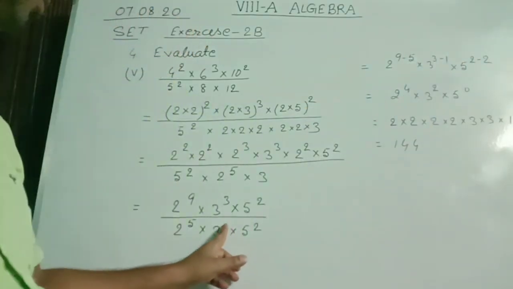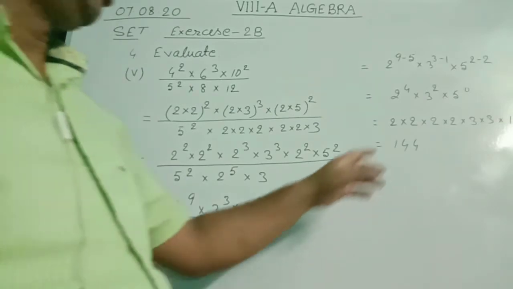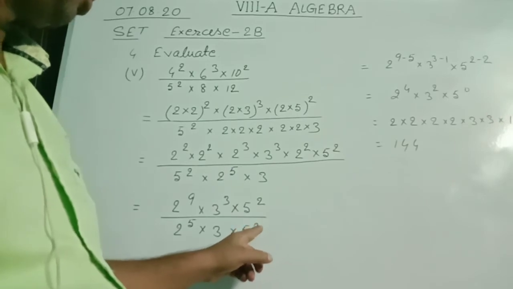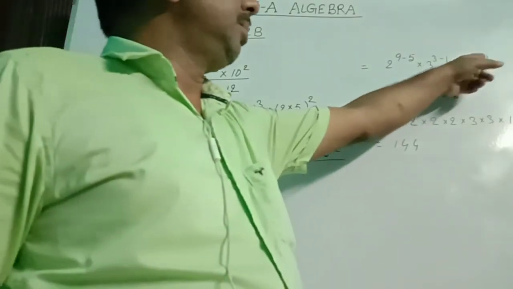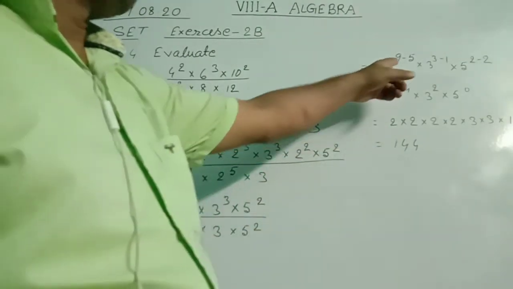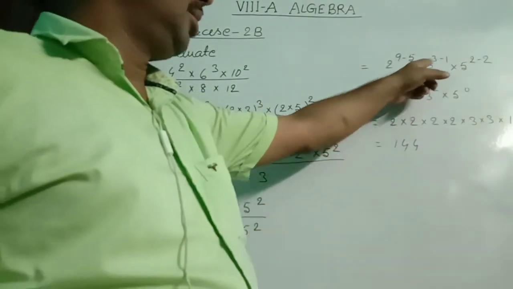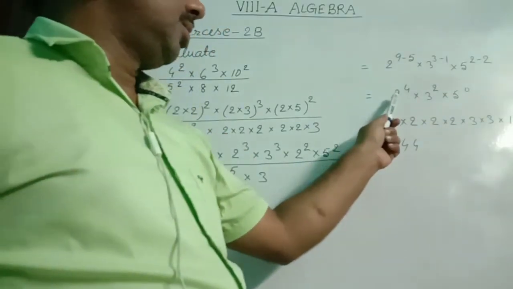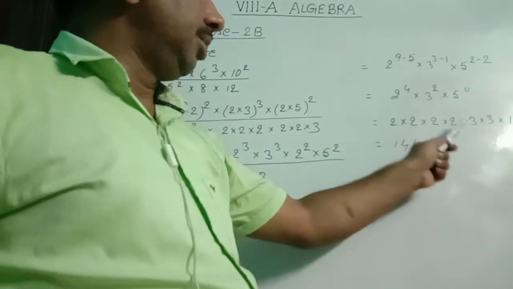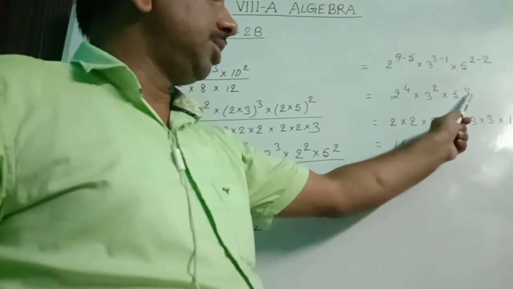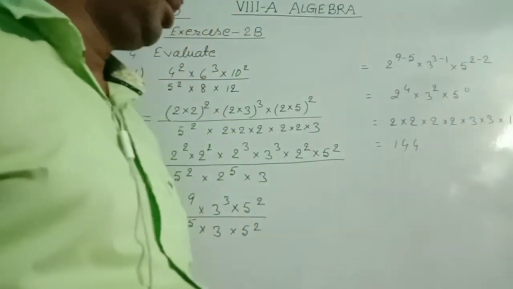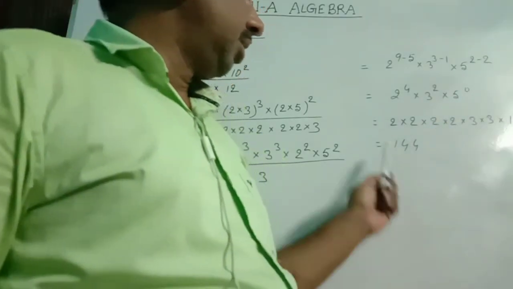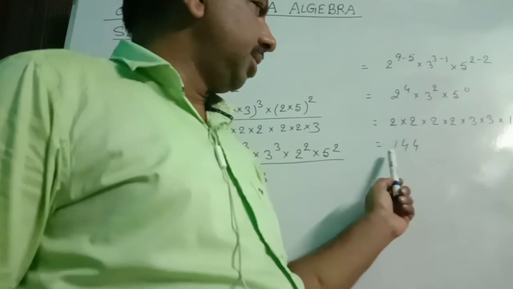Here is power 1. And 5 square, this is the form of division, so this power will be subtracted from here: 5 to the power 2 minus 2. If you subtract 9 minus 5, 4, 3 square, 5 to the power 0. I wrote this 2 four times, 3 two times, and 5 to the power 0. If the power is 0 upon any number, that is 1. So instead of 5 to the power 0, I wrote here 1. This multiplication became 144.